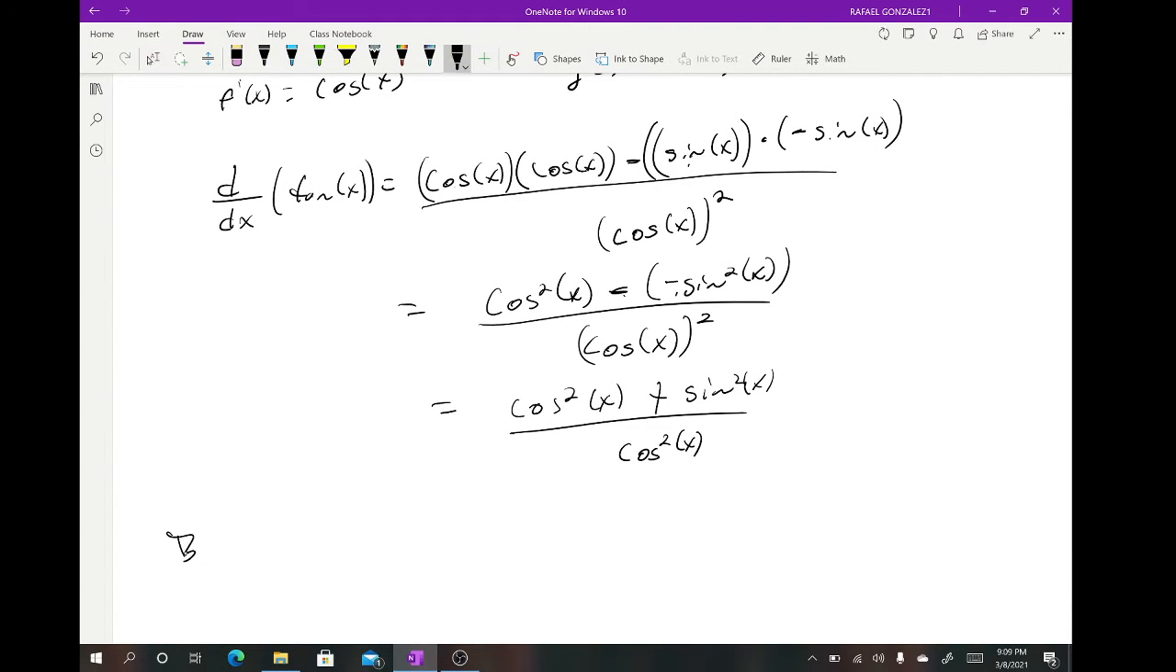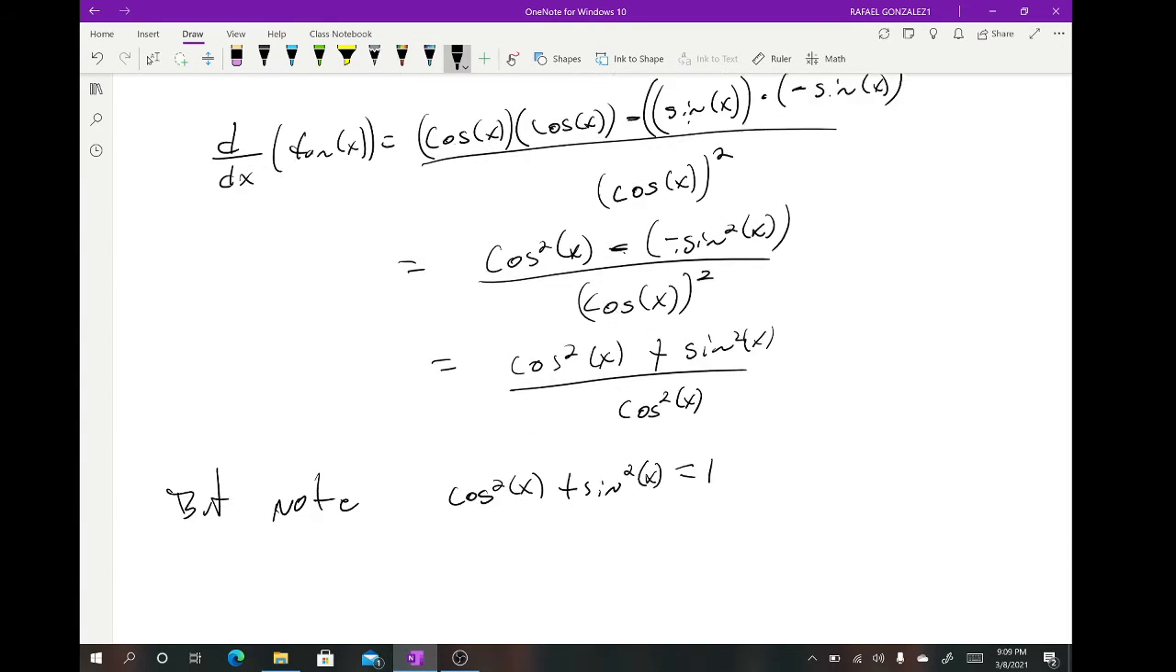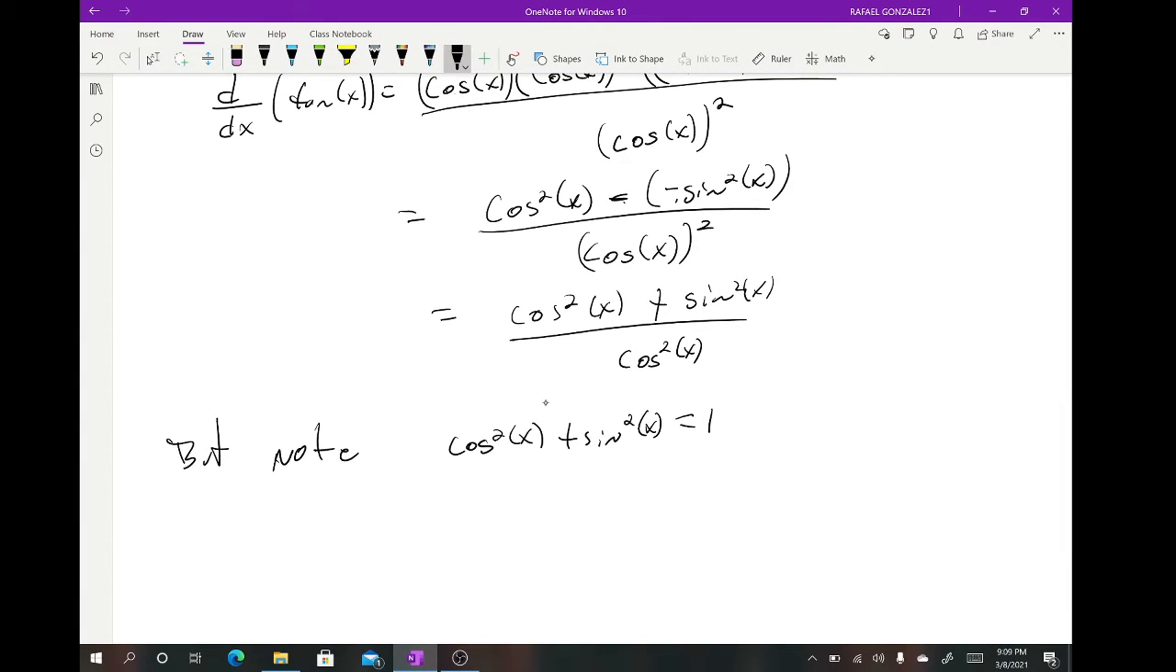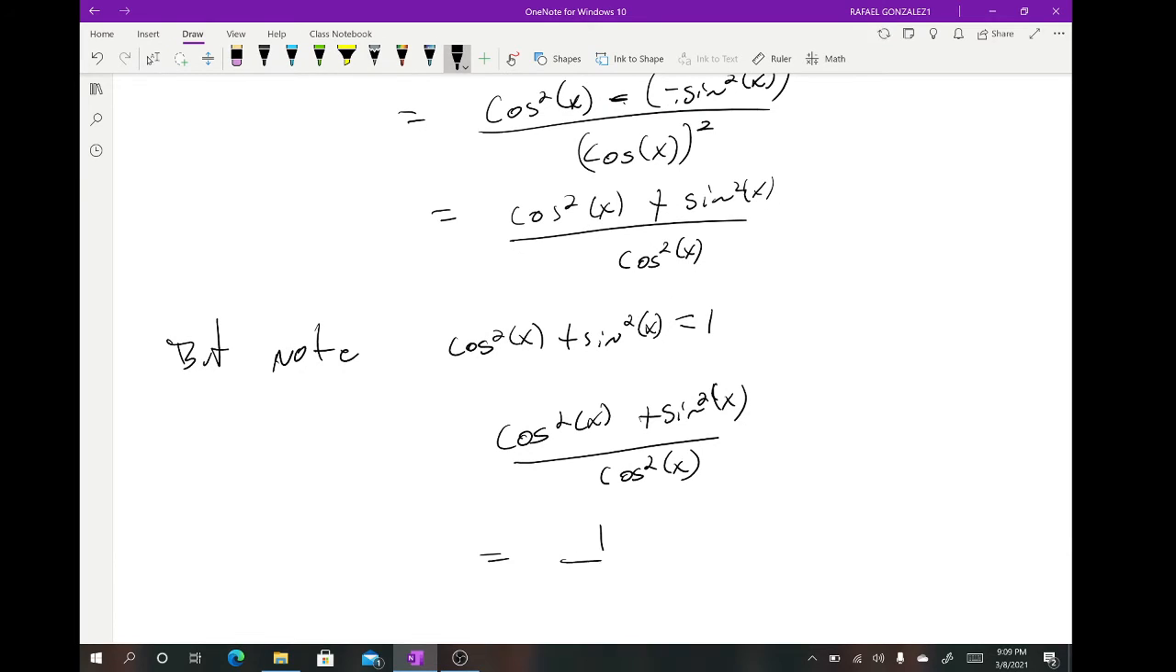But note that, and we covered this in the review for pre-calc, you should know this, cosine square x plus sine square x is the Pythagorean identity, and we know that's equal to 1. So this sum, cosine square x plus sine square x, we know that's equal to 1. So instead of cosine square x plus sine square x over cosine square x, I could now write 1 over cosine square x, because of this fact. I could substitute it and make it a 1.